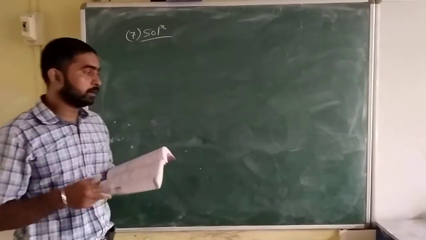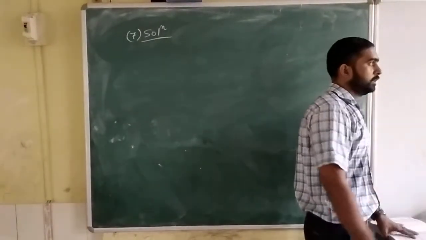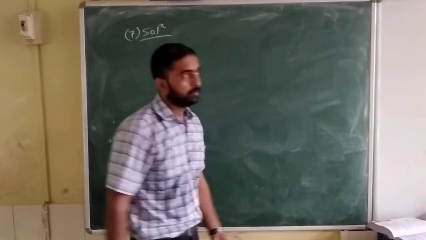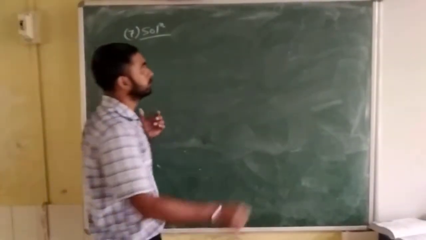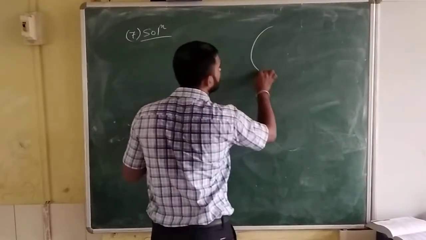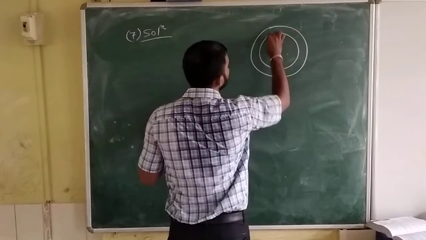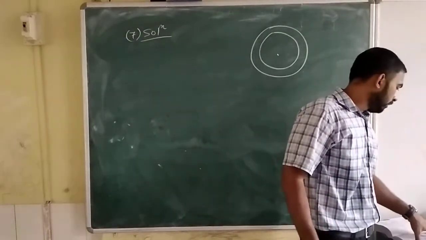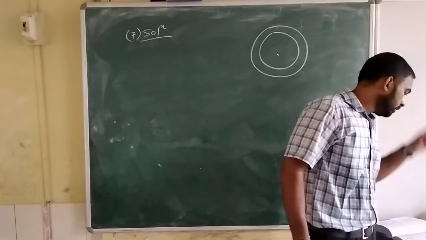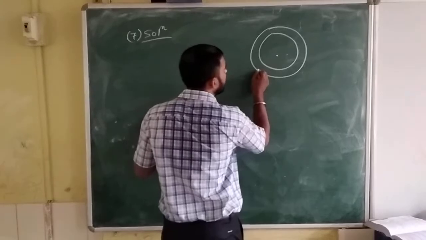So, two concentric circles. Okay, now what is a concentric circle? Concentric circles means more than one circle, two, three, four, having the same center. So here two concentric circles means they have the same center. Two concentric circles are of radius 5 and 3. Find the length of the chord of the larger circle which touches the small circle.